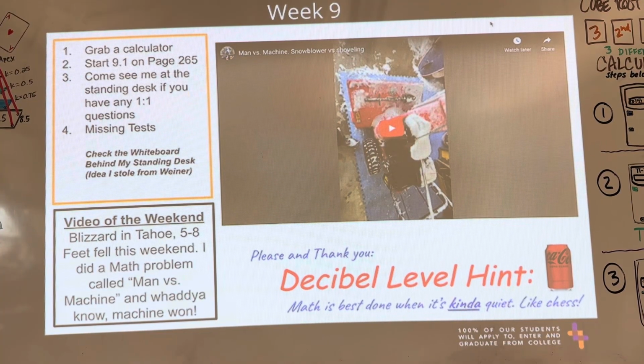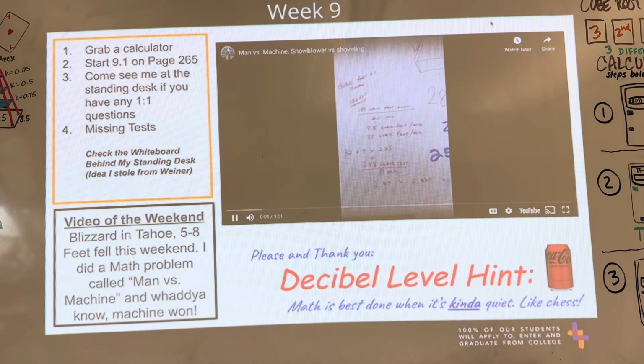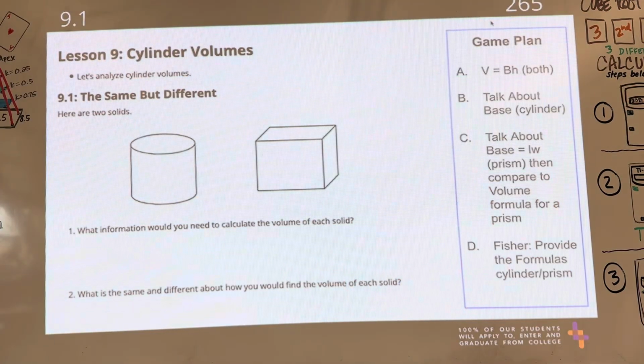Video of the weekend was the man versus machine video on YouTube. We got like 74 inches, so what was that? A little over 6 feet at my house this weekend. The resort's got like 8 to 9 feet. Sunday afternoon at Heavenly was some of the most unreal snowboarding I've ever been in. But anyway, I did a pretty fun little video. Check it out sometime. It's called Man versus Machine.